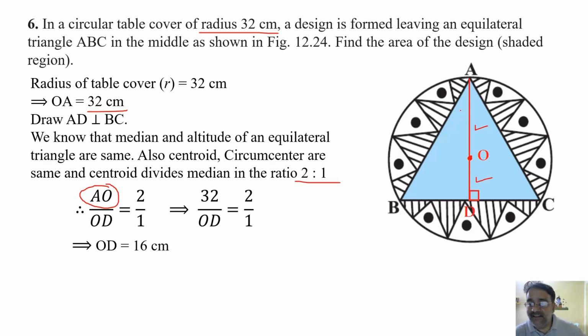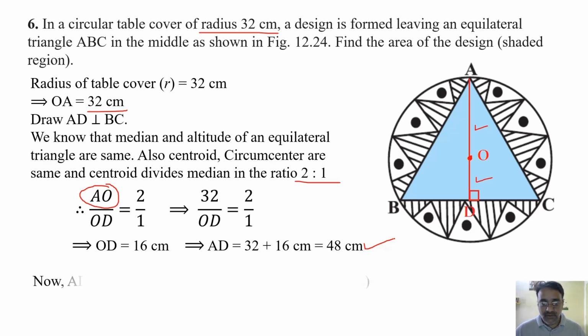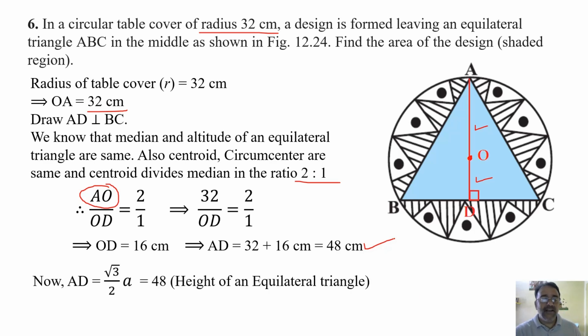So now we'll find the value of AD. AD कितना हो जाएगा? 32 plus 16, 48. Okay, and we know that the height of an equilateral triangle is given by one formula, √3 by 2 a. So we are using that formula. Okay, so √3 by 2 a is equals to 48. So from this formula we'll get the value of a. So a is equals to 48 into 2 upon √3.